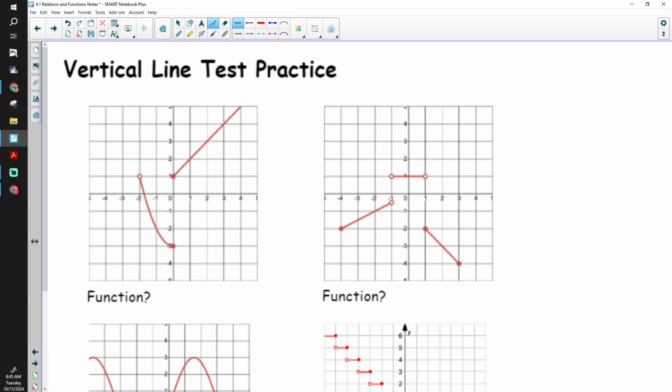So I'm going to make my line here. You do that really straight.